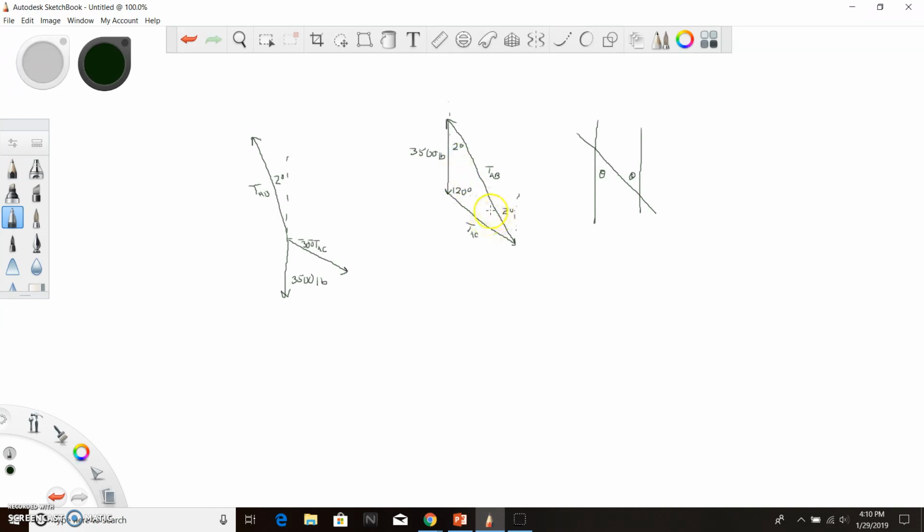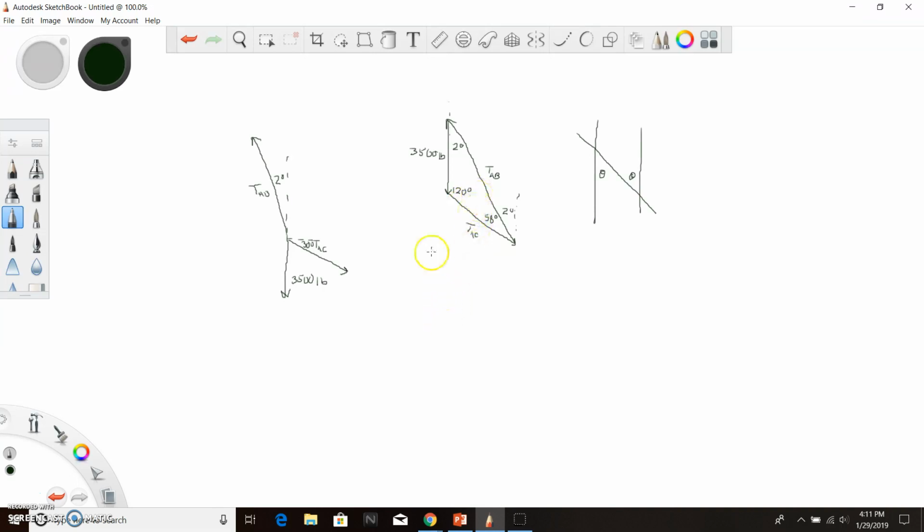Okay, and then if we wanted to know this other angle, we can easily do that because the sum of three angles in a triangle always have to be 180. So we're going to have 180 minus 120 minus another 2 is going to be 58. So if we really wanted to know that, we could. 58 degrees. Okay, so what I'm going to do is I'm going to use the law of sines to figure out what TAB and what TAC are.